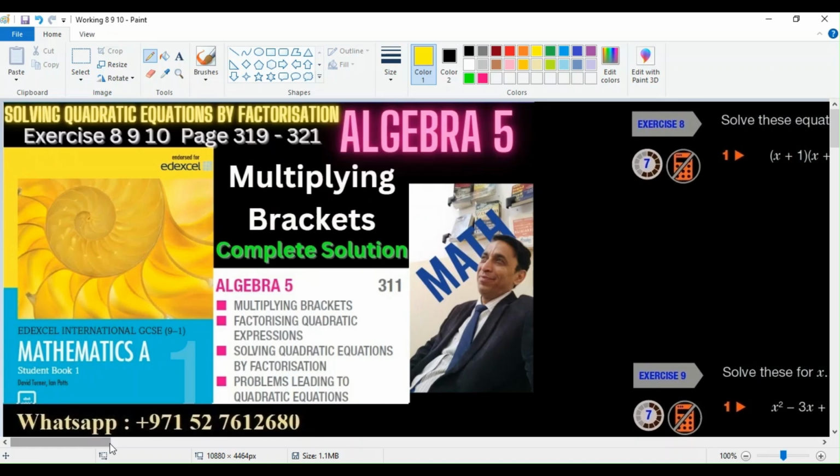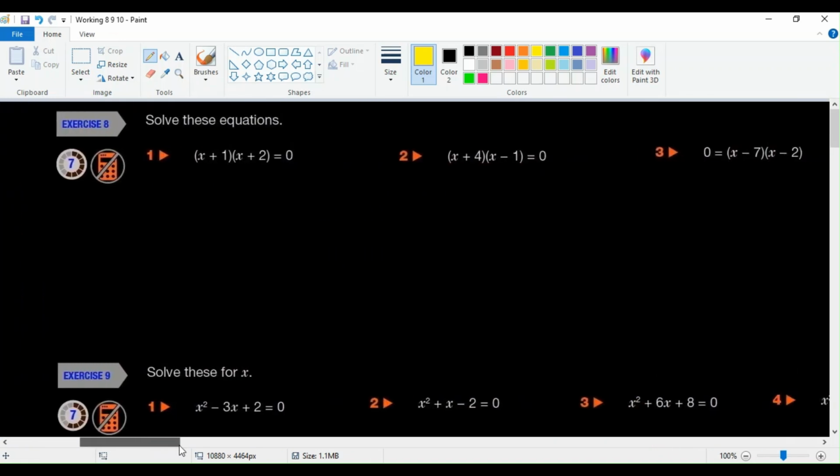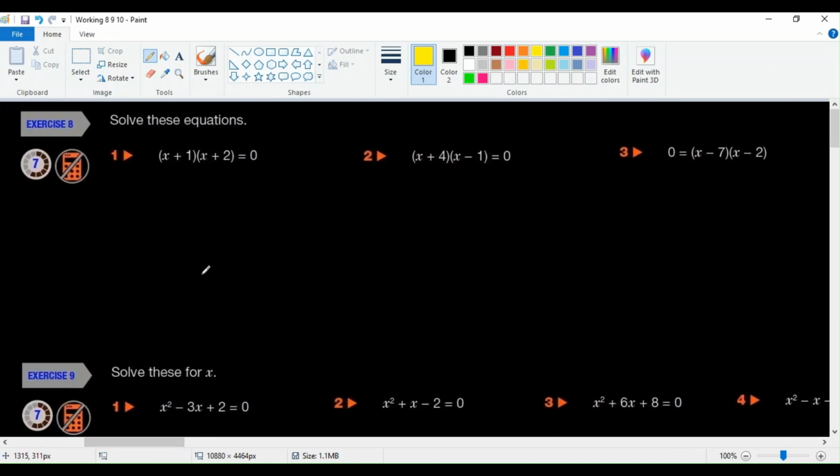Taking you straight to exercise 8, in which we need to solve the equations. The best way to solve this is that x plus 1 and x plus 2 are both equal to 0. That means x equals negative 1 and x equals negative 2. This is going to be the straight answer. You will not need any working on this.